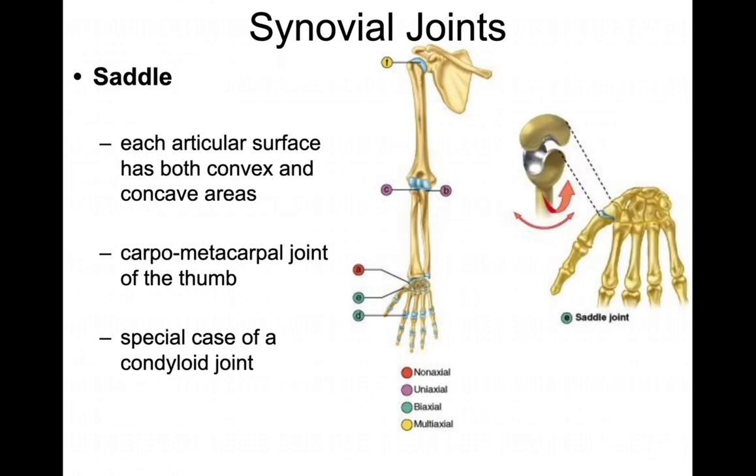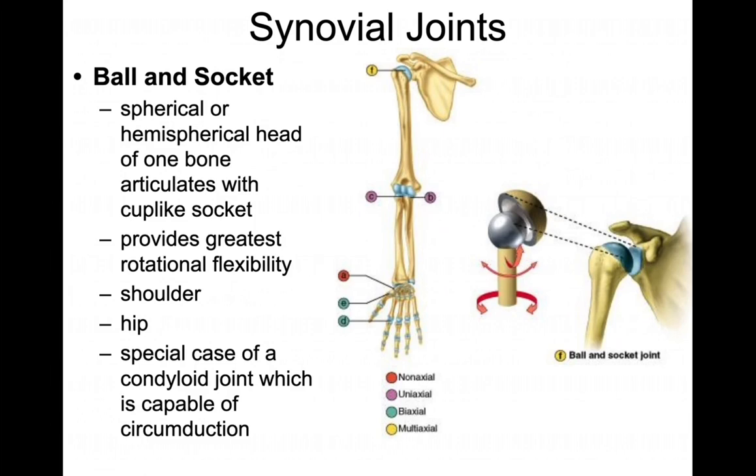So a saddle joint, each articular surface is going to have both convex and concave surfaces in it. It's shaped like a saddle. So the carpometacarpal joint of the thumb is one of these. This is a special case of a condyloid joint. The thumb is the only place where you have this. This is what gives us as humans an opposable thumb.